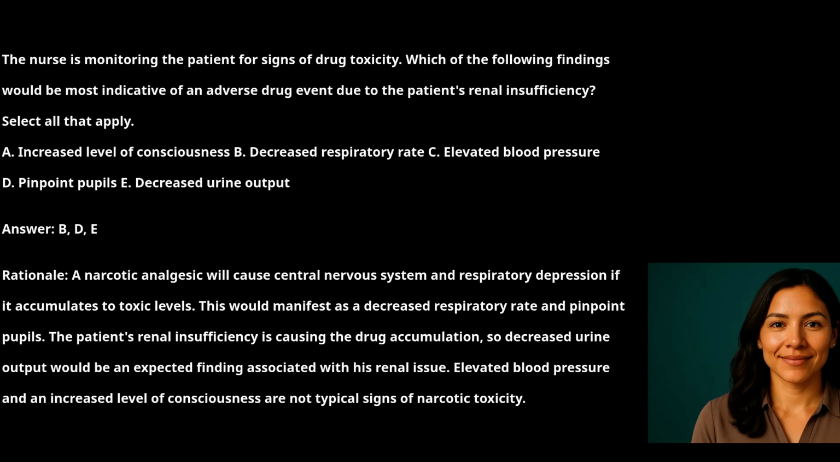Rationale: a narcotic analgesic will cause central nervous system and respiratory depression if it accumulates to toxic levels. This would manifest as a decreased respiratory rate and pinpoint pupils. The patient's renal insufficiency is causing the drug accumulation, so decreased urine output would be an expected finding associated with his renal issue. Elevated blood pressure and an increased level of consciousness are not typical signs of narcotic toxicity.